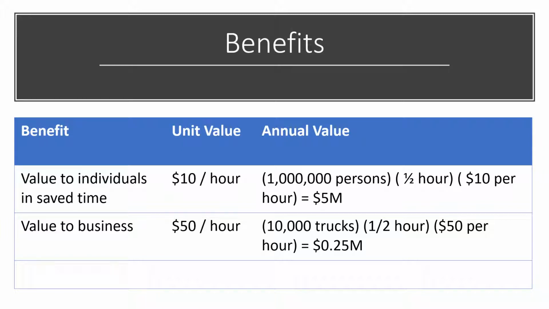Imagine that $10 per hour is the value to individuals of their saved time. The value to business for our truck drivers, we'll say, is on the order of $50 per hour. And now we can begin to quantify the benefits. This is an annual benefit. You do the math and you end up with $5 million annually for individuals, and then $0.25 million for business. And you might imagine there are other potential benefits that might accrue, and that might be reasons for constructing this bridge, but we're just going to leave it at this for now.